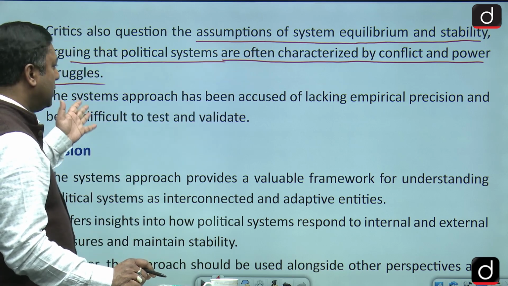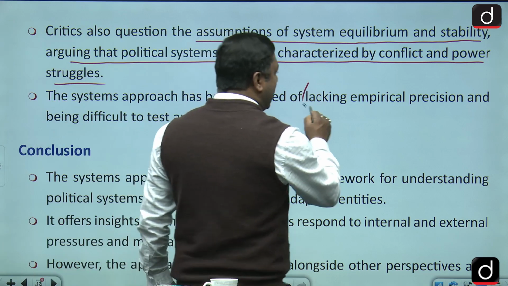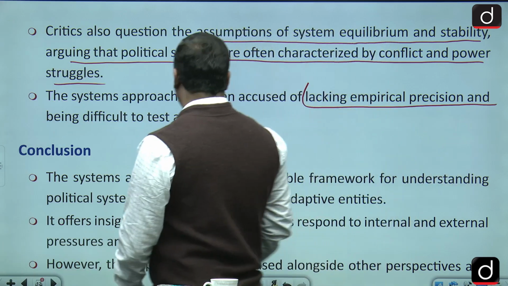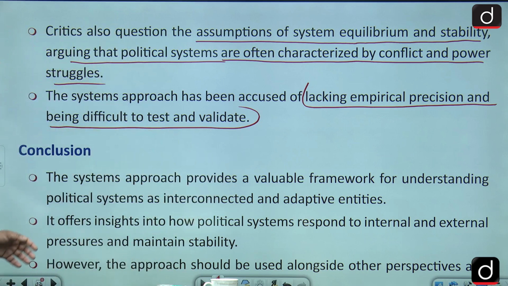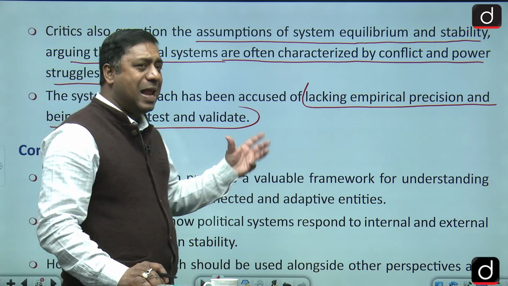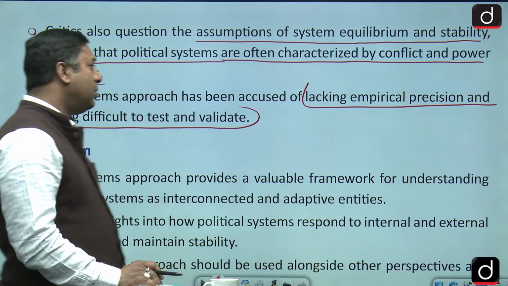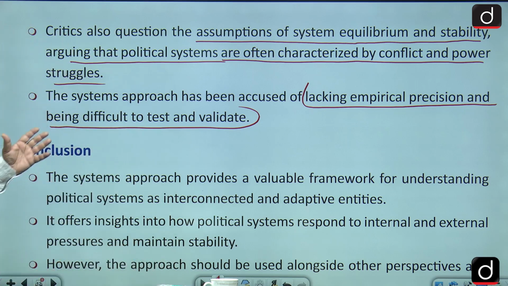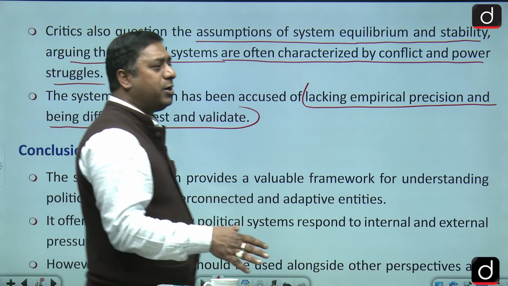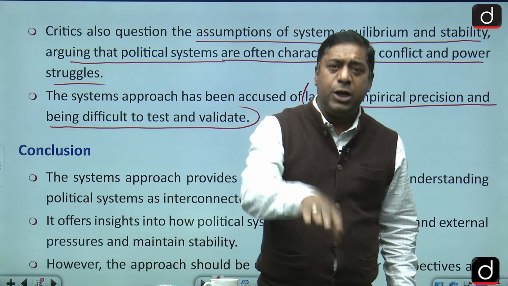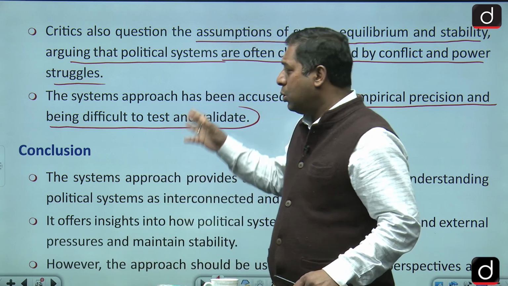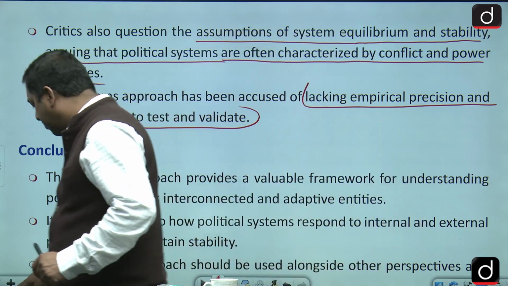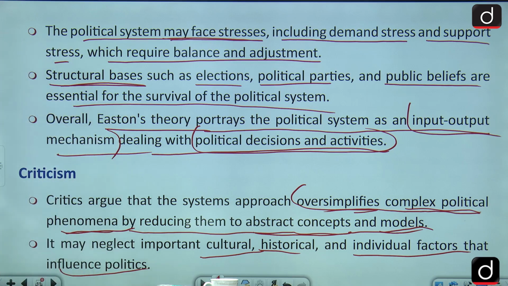And last, the system approach has been accused of lacking empirical precision and being difficult to test and validate. That means they say it's lacking empirical precision, whereas it's very difficult to test and validate. It talks about the need of scientific method, but it's very difficult to test and validate. So on these grounds, the systems approach or Easton's system analysis was criticized.